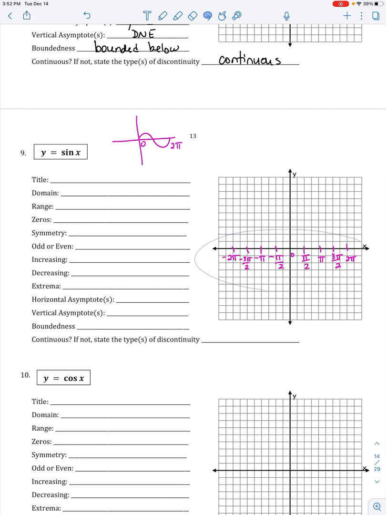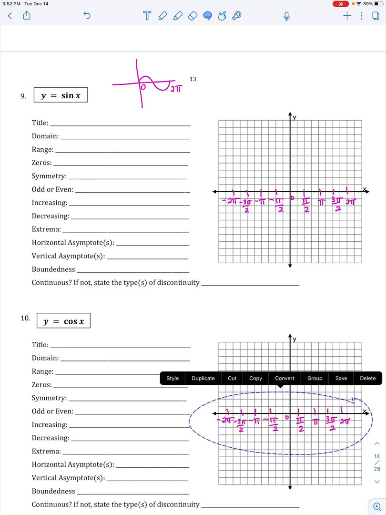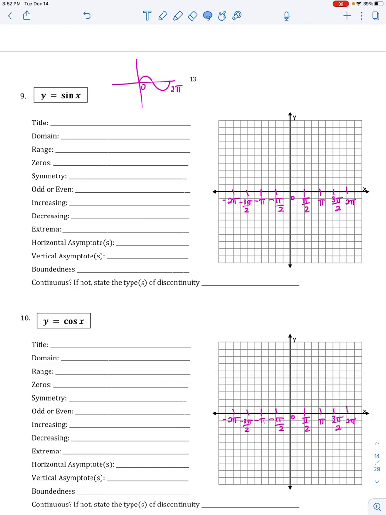And I'm going to just do this for the cosine graph also. So let me just copy this, paste it here also, so I don't have to write it again. All right, sorry about that. So the title for this is called the sine function, S-I-N-E.